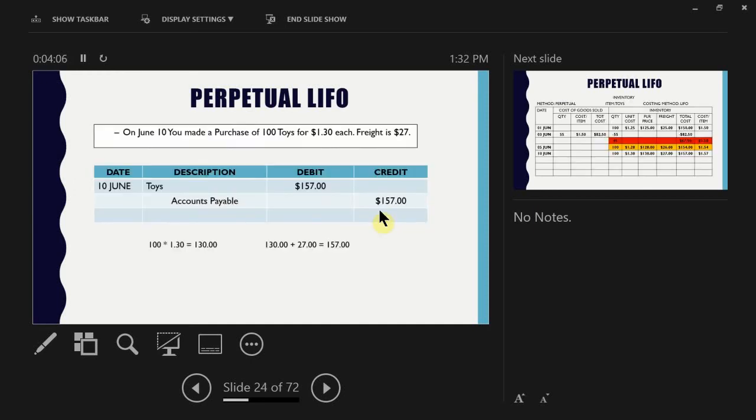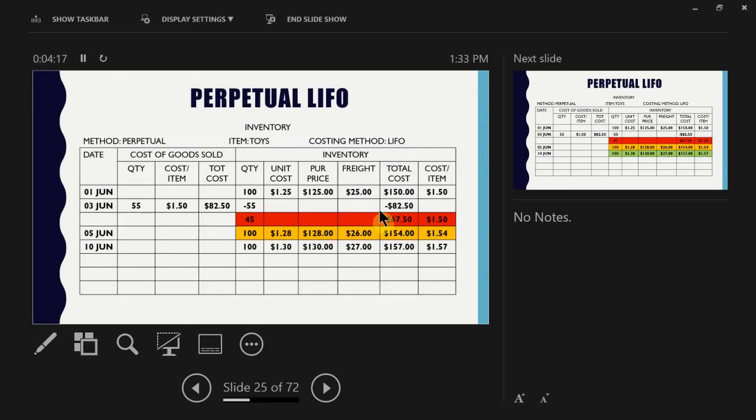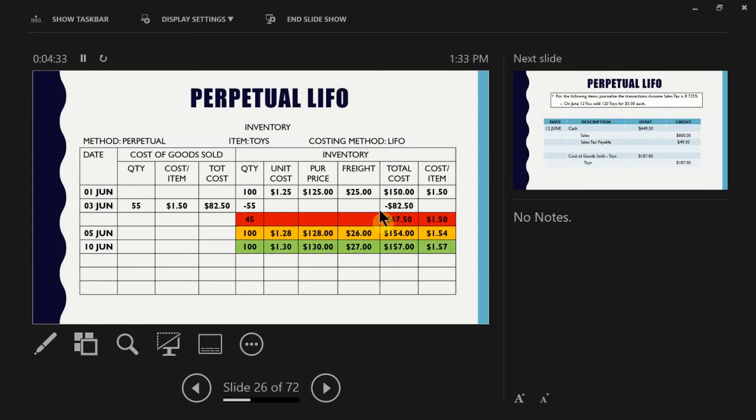So then June 10th rolls around and you made another purchase of 100 toys for $1.30 with the freight costing you $27. Here I've already done the calculation for you. It's 130 plus 27, which makes it 157, so each item costs $1.57. Because this is batch number 3, I'm also going to highlight it green. So now I have a total of 3 batches: the first batch is 45, the second batch is 100, and the third batch is another 100.